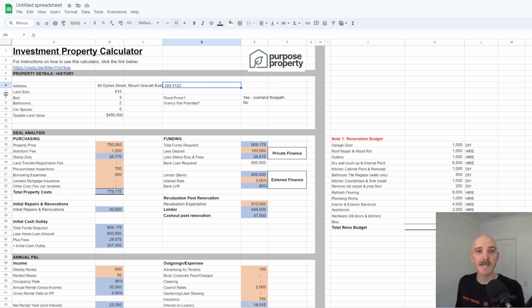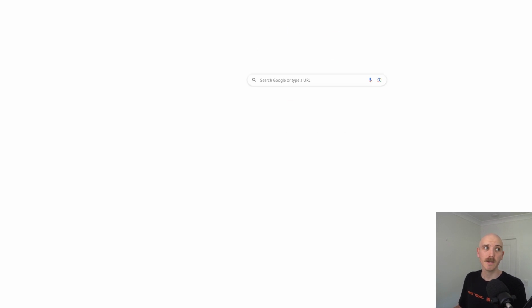So what I like to do is have the property details and history at the top. The example we went through last time was 80 Dyke Street in Mount Gravatt East, which is on the south side of Brisbane. It was a block of 615 square meters, 3 bed, 2 bath, 5 car, and at that point in time, it had a taxable land value of $450,000.